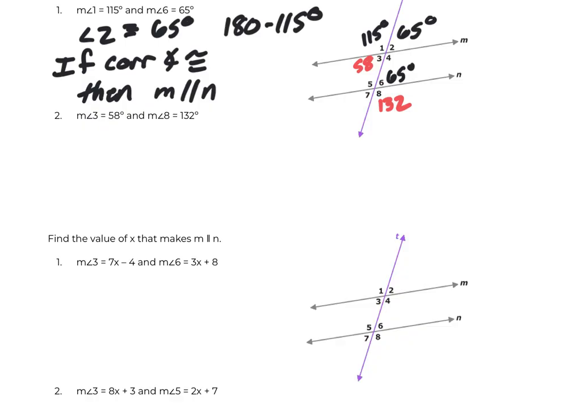7. What would be the measure of angle 7? It would be 58. Now, can I say because this is 58, this is 58? Would that be okay?